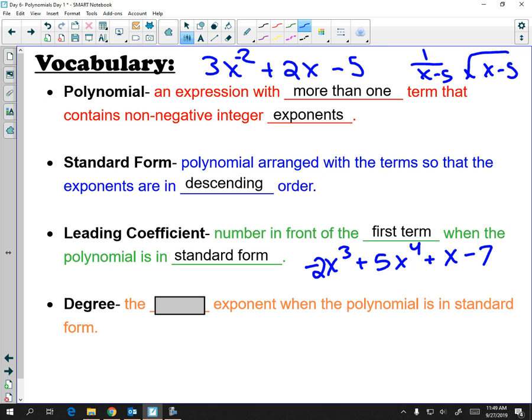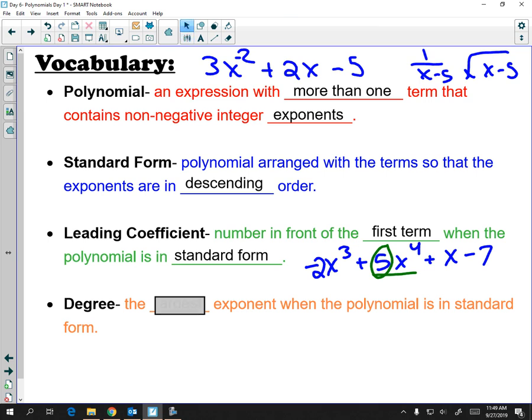I don't care that it does come first. What I care about is that it's not the term with the largest exponent. In this case, the term with the largest exponent is 5x to the fourth. So my leading coefficient is 5. So please remember, your leading coefficient has to be found after putting the polynomial in standard form first.